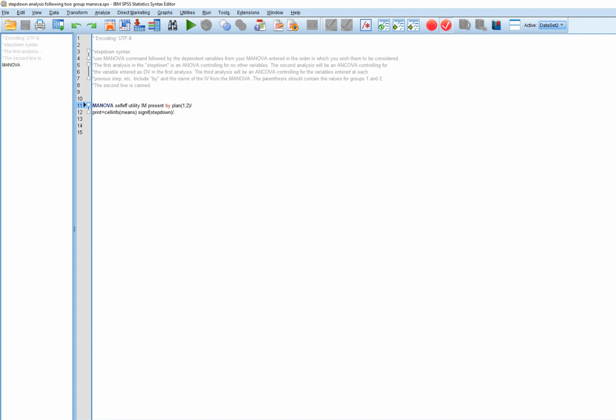In this particular case, step-down analysis is basically a series of analyses where at each step along the way you're adding in covariates. So if I have 4 dependent variables and I'm looking at group differences on them, the first variable that's being compared is this variable right here. So this is going to be included as the dependent variable in the first analysis. So self-efficacy will be included as a dependent variable in a standard one-way ANOVA.